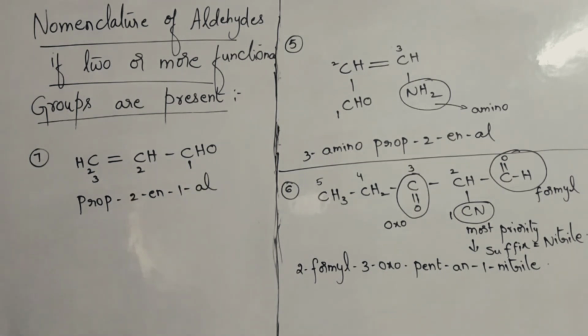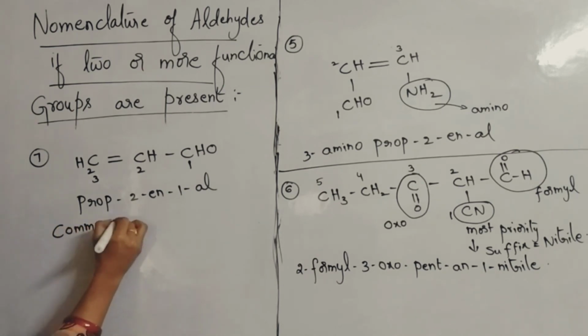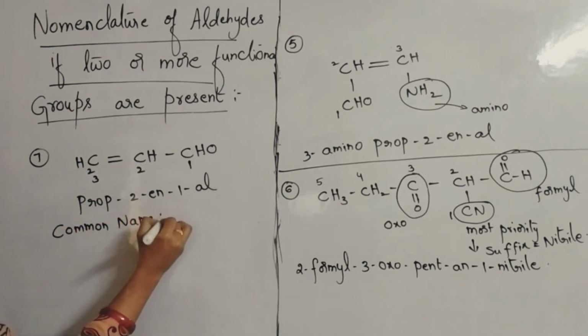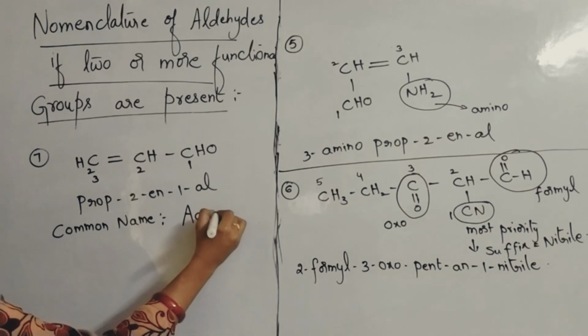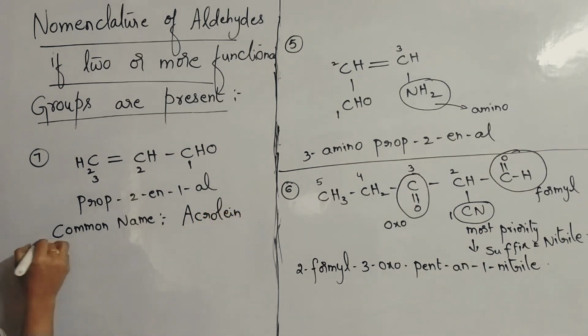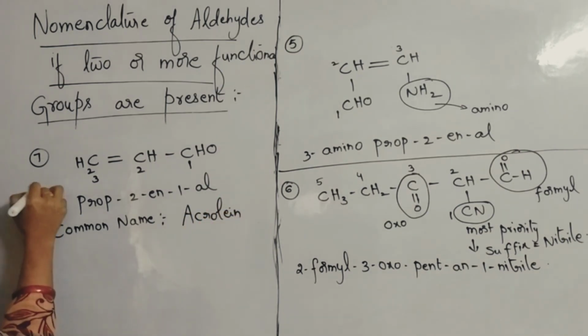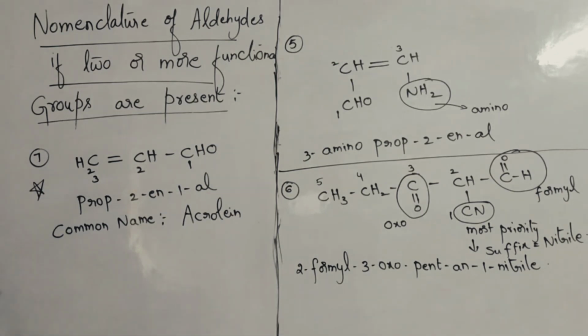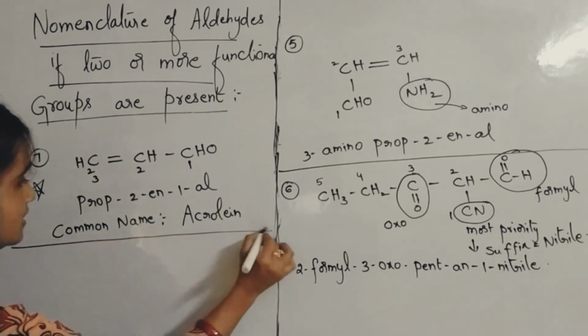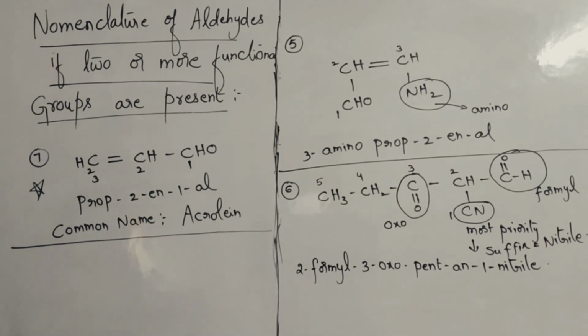But here why I am giving this is, here the common name is very much important. Common name for this compound is acrolein. It's very, very important. That's why I gave this example. Please note down this example. We'll just go for 2 more examples, dear children. So hold on.